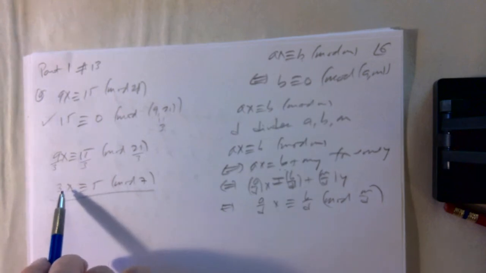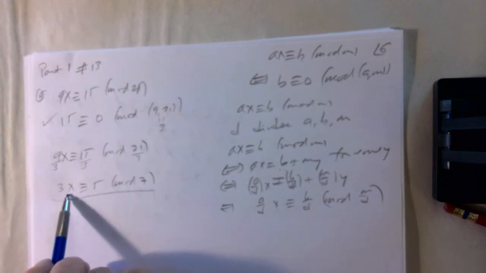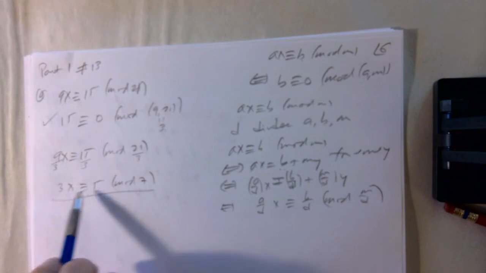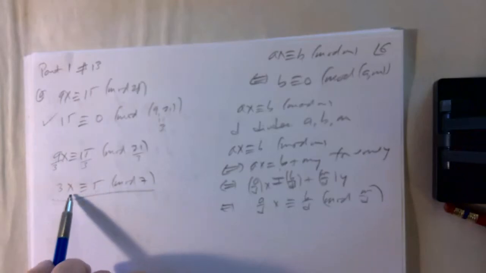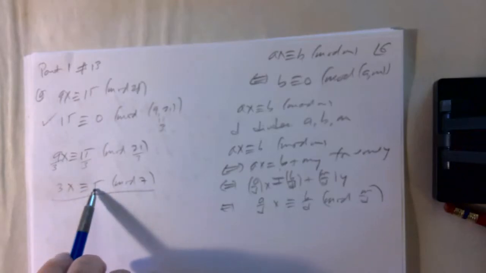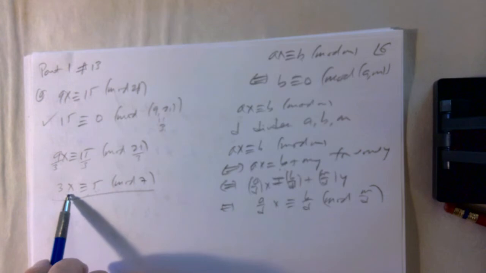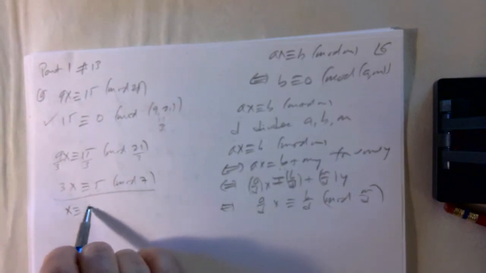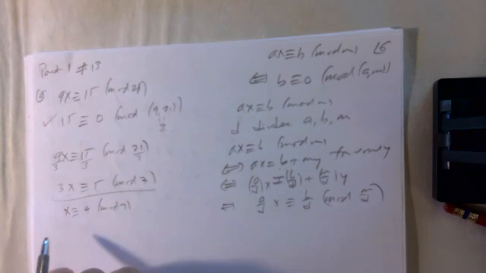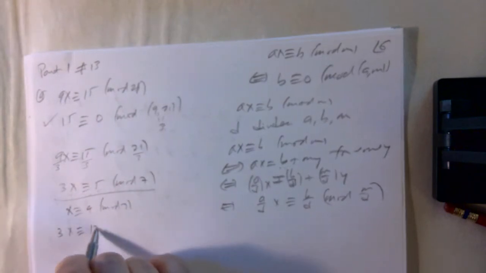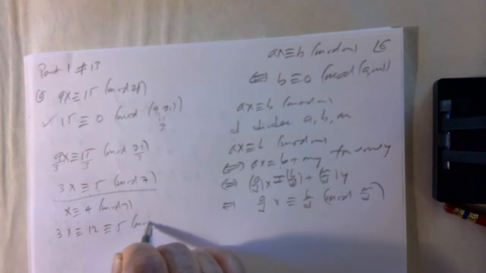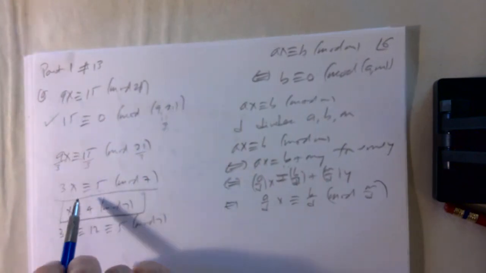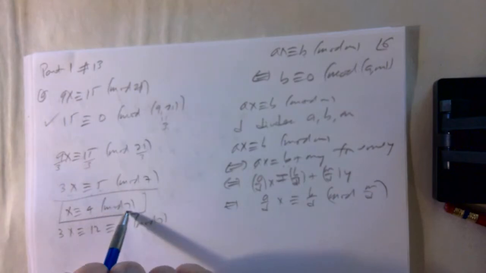When x is 0, you get 0 congruent to 5, no. When x is 1, 3 congruent to 5, no. When x is 2, 6 congruent to 5 mod 7, no. When x is 3, 9 congruent to 5, no. When x is 4, 12 congruent to 5, yes. So if x is congruent to 4 mod 7, 3x is congruent to 12, that is congruent to 5 mod 7. So the solution of the original congruence is anything congruent to 4 mod 7.